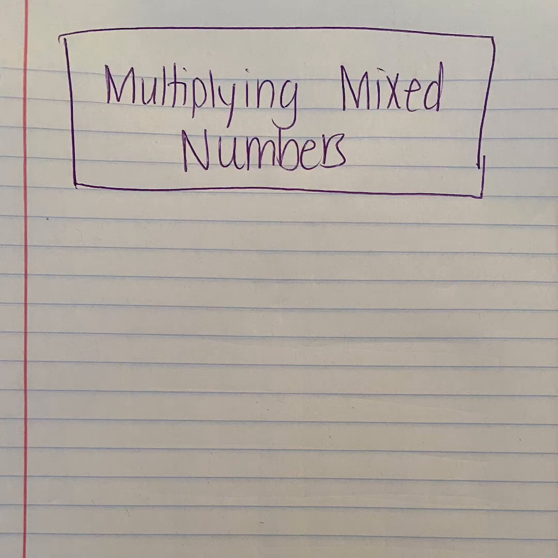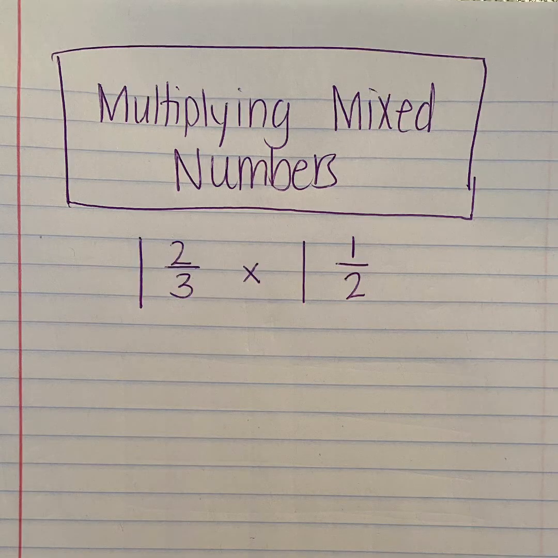Multiplying mixed numbers by mixed numbers looks a little different when using an area model. Let's take a look. Go ahead and put a heading on your paper, multiplying mixed numbers. All right, and also jot down this problem: 1 2/3 times 1 1/2.